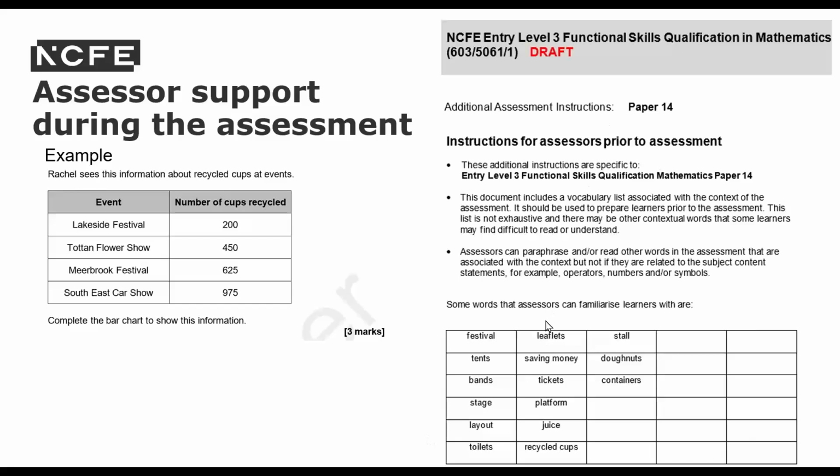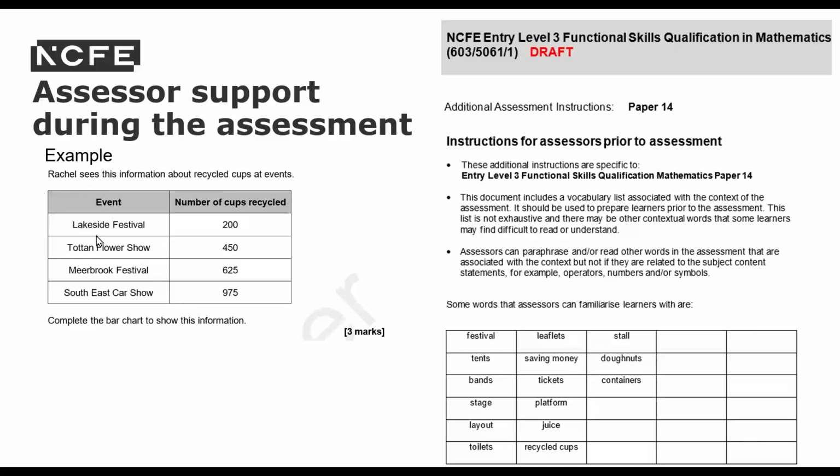And here we've got the sample for the entry 3, paper 14, past paper. So this one is all about festival, and we're looking at tickets and stages and containers, donuts and stalls and toilets again. And as an example of particularly where we've got a vocabulary list, but it is not exhaustive, and also what can and can't be paraphrased.